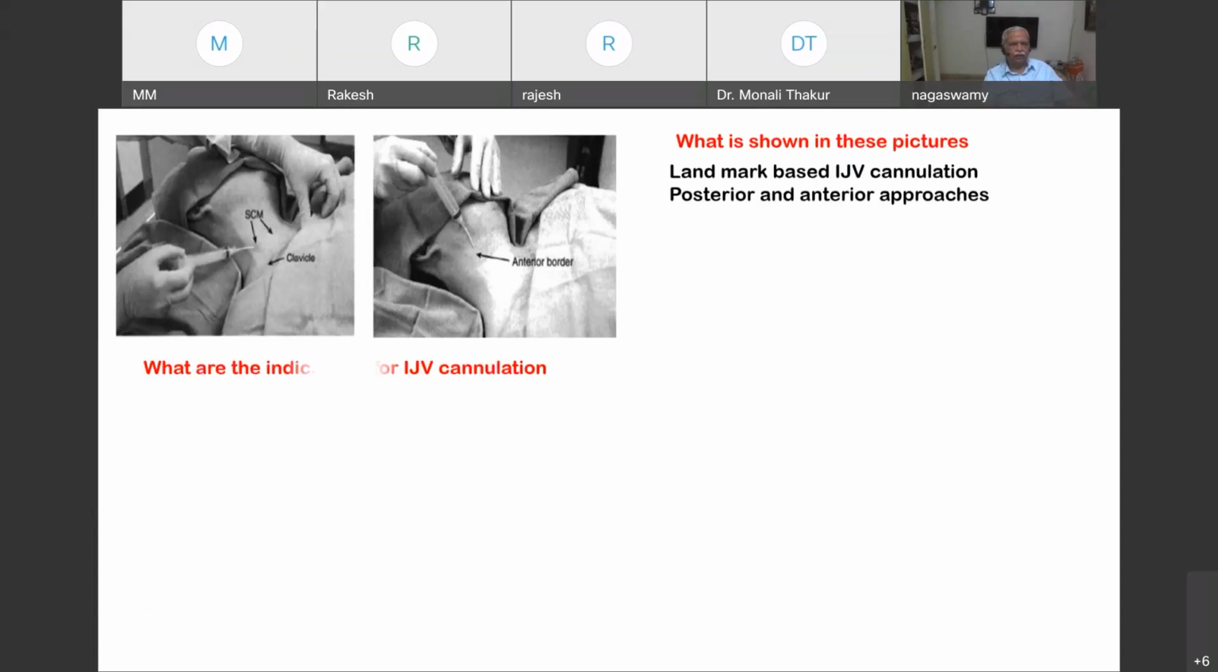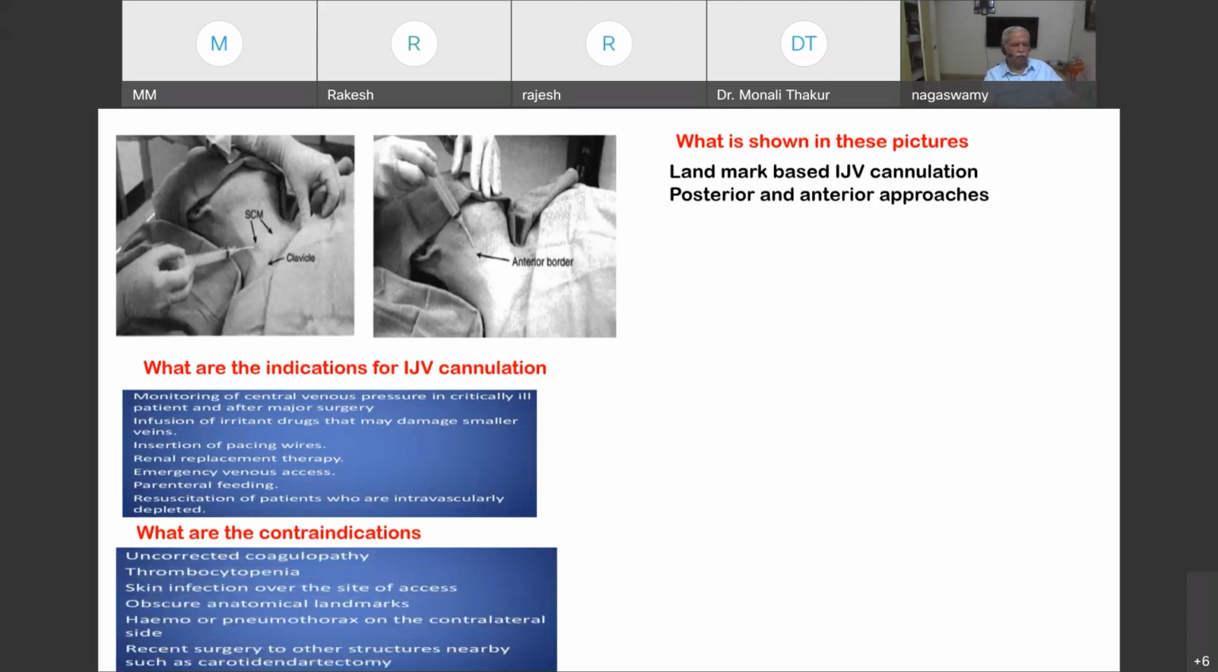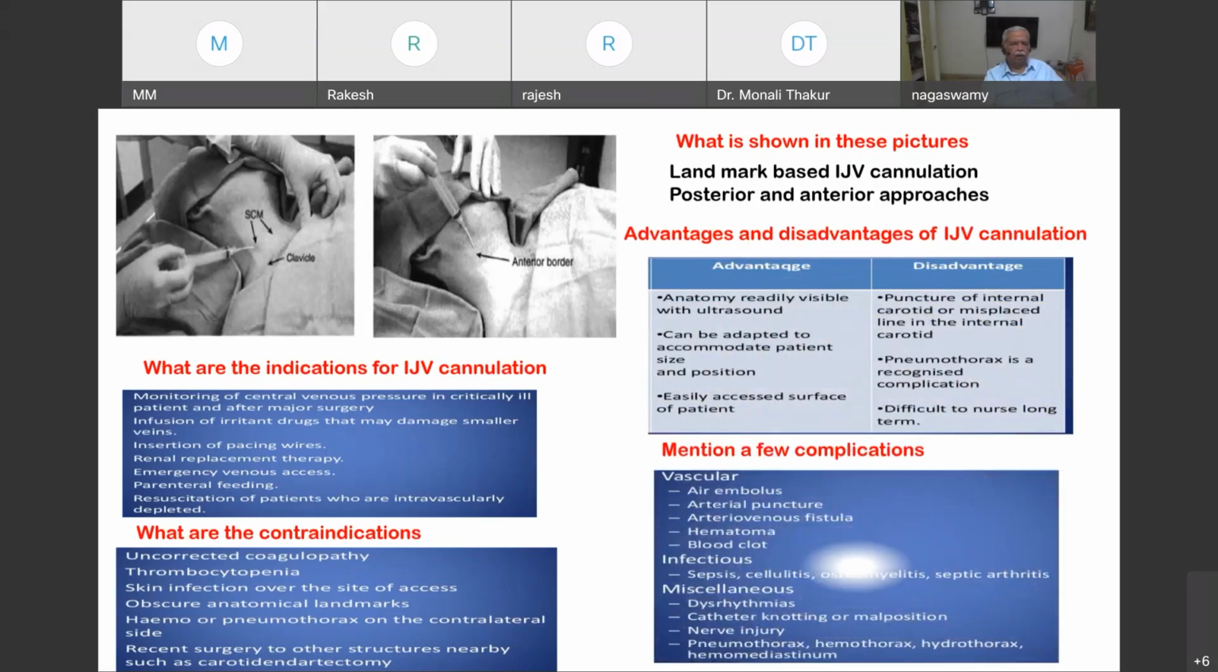Okay. So what are the indications for IJV? All of you should be aware of that: for monitoring CVP, for infusion of irritant drugs, insertion of pacing wire. It can sometimes be used for renal replacement, emergency venous access, and parenteral feeding. All these things are common questions. What are the contraindications? Patients who have coagulopathy, thrombocytopenia, skin infection, obscure anatomical landmarks, hemo or pneumothorax, all these things. Advantages and disadvantages, there are many, and complications, you can classify them into vascular, infectious, and miscellaneous.